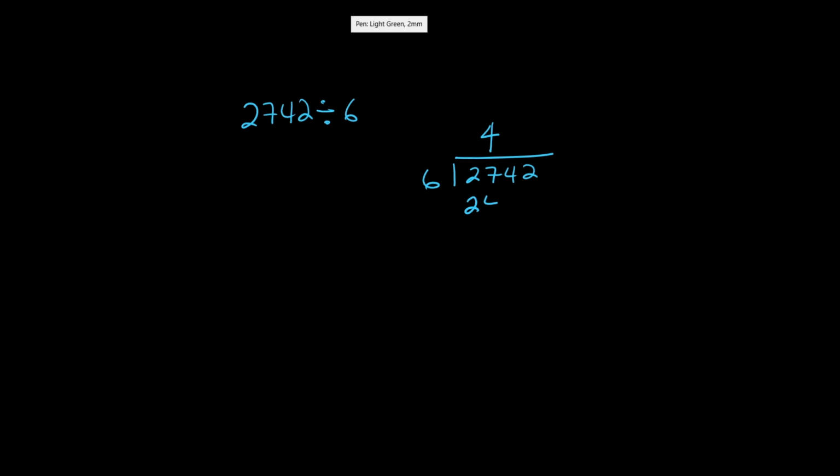Now let's move on to another problem. Now let's say we had 2,742 divided by 6. You can go ahead and pause the video and try this one for yourself. Now let's set out our problem. So we'll have 2,742, our dividend, divided by 6. Now, how many times can 6 go into 27? That is 4 times. 4 6s, 24. 27 minus 24 is 3.